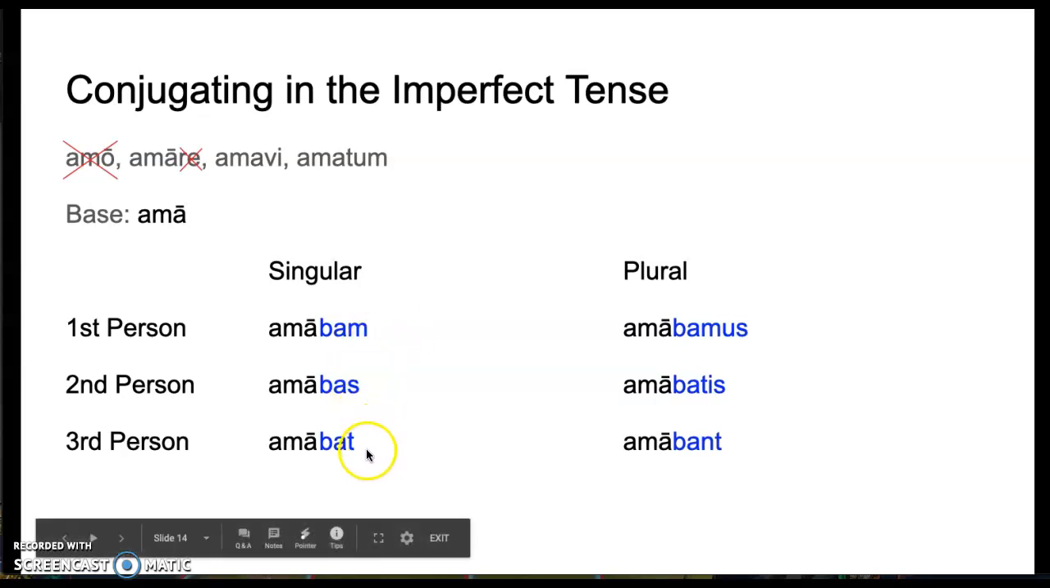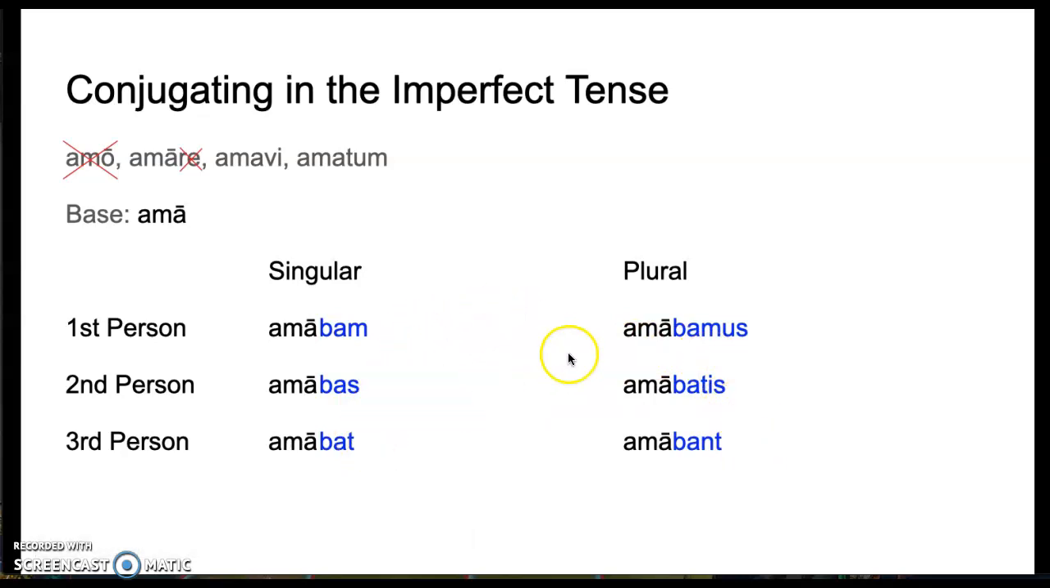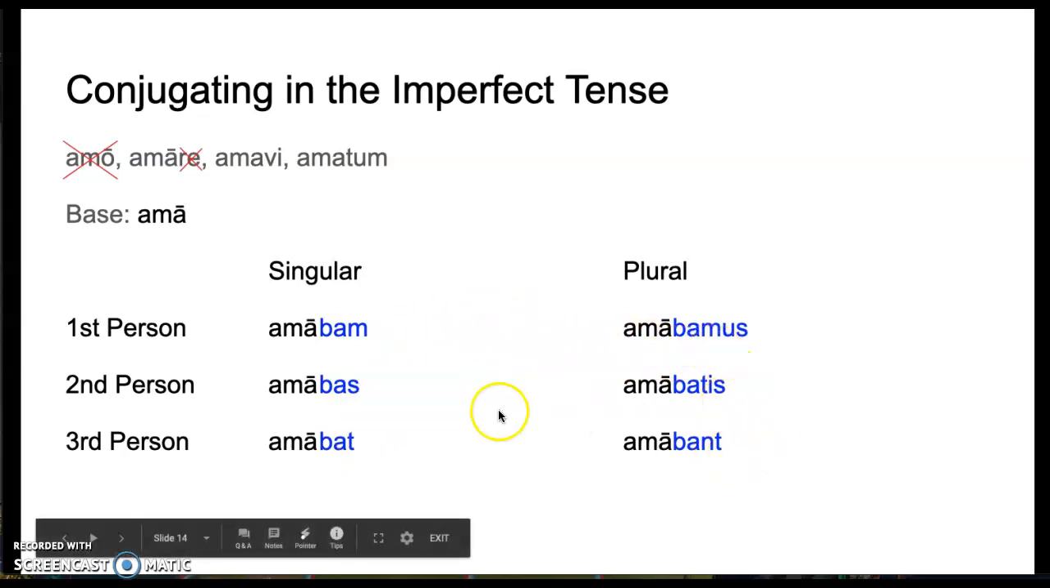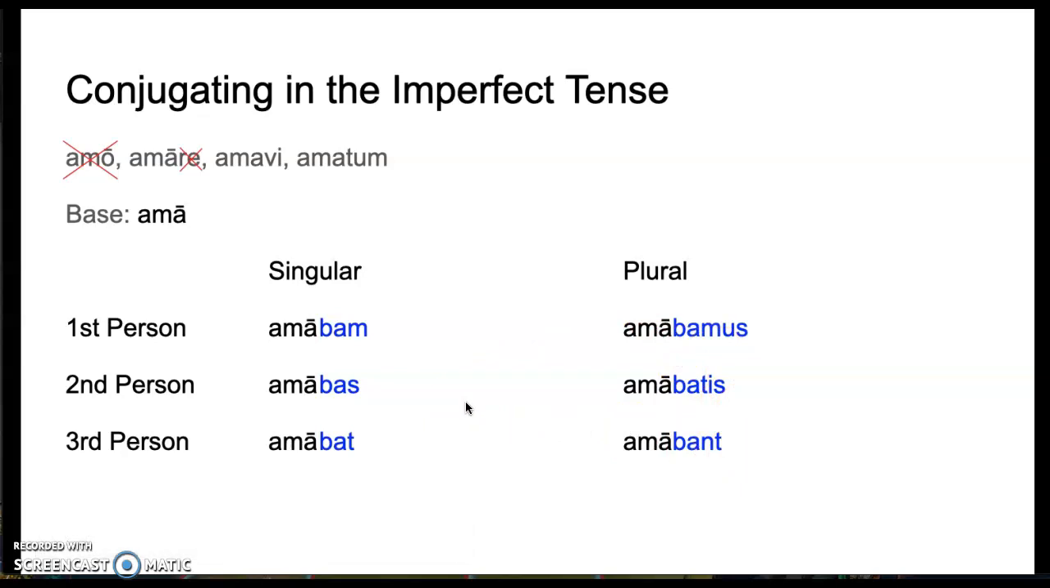Bam, bas, bat, bamus, batis, bant, bam, bas, bat, bamus, batis, bant. And so we translate that as I'm a bam, I'm a bas, I'm a bat, I'm a bamus, I'm a batis, I'm a bat. Why don't you try saying that after me?